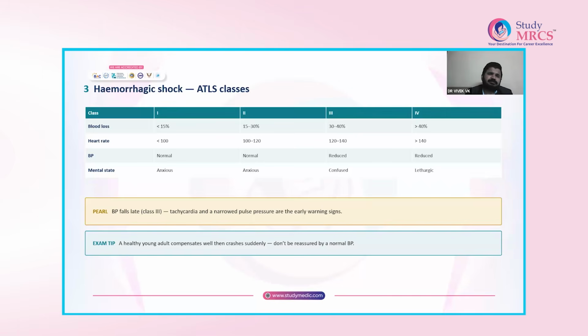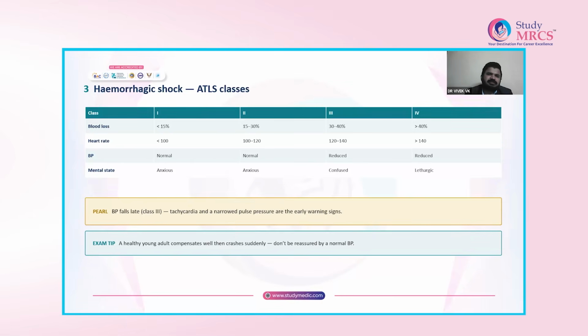What about the blood pressure? In class 1 shock, the blood pressure is normal. In class 2 also, the blood pressure is normal. In class 3 and class 4, the blood pressure is reduced. So from these, you have to understand one thing, that sometimes the patient might lose around 25% of the blood and the patient's BP may be normal. So you cannot take blood pressure as a sole parameter to detect the extent of the hemorrhagic shock.